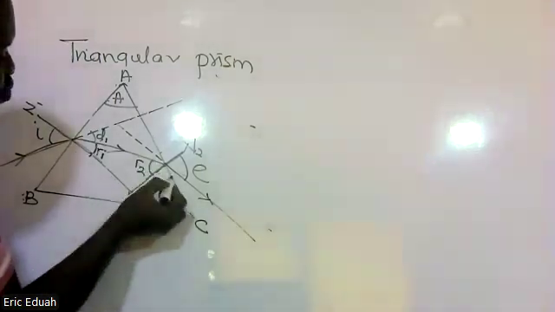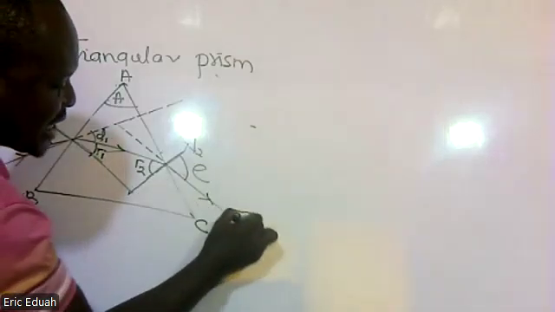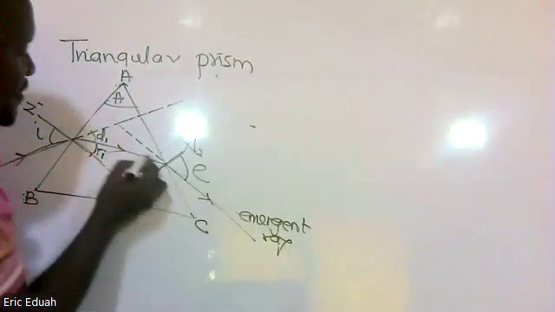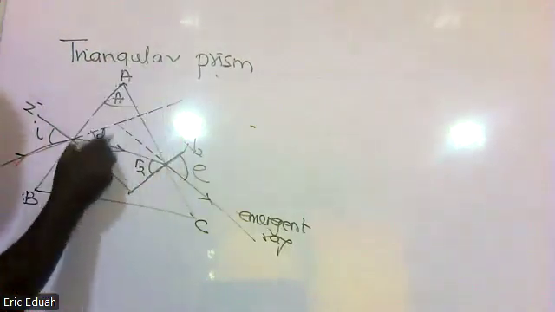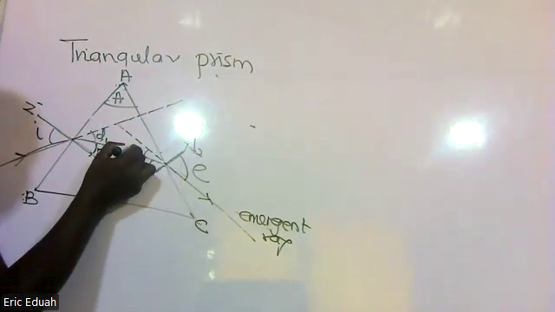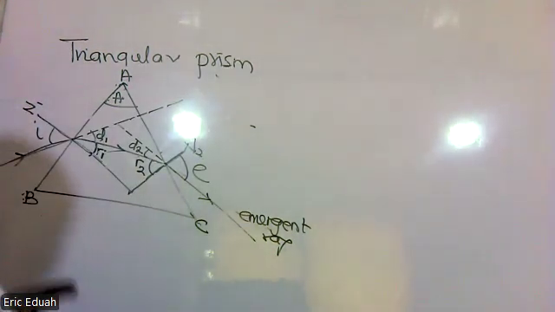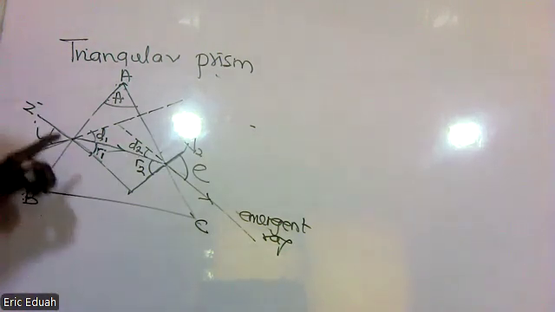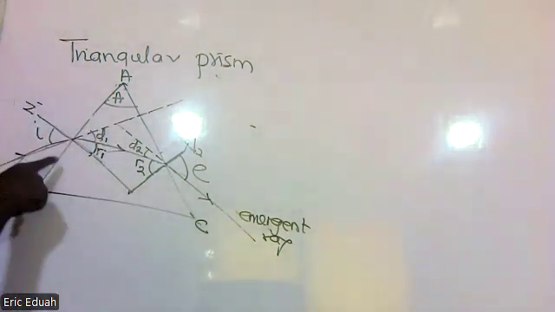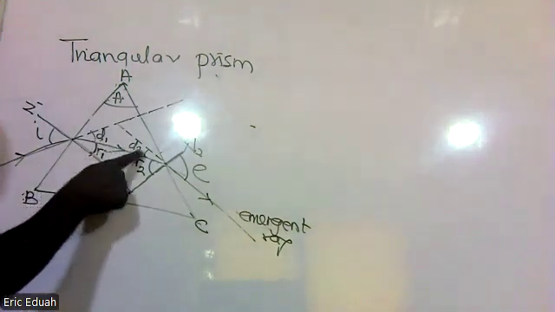And then the angle between the refracted ray and the original path of the emergent ray also gives us the second deviation with regards to AC. So this is D2. So what you must note is that for a triangular prism, there is double refraction, R1 and R2, and there is double deviation, D1 and D2.